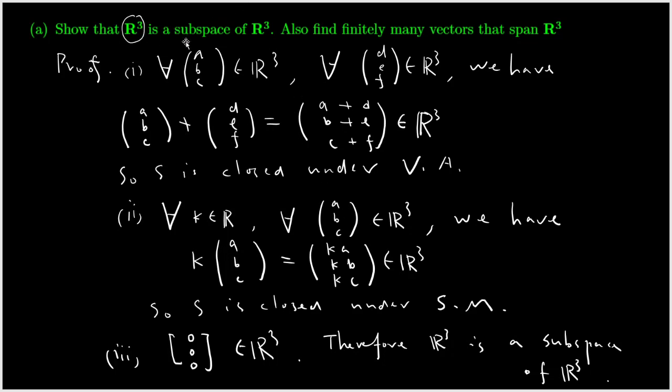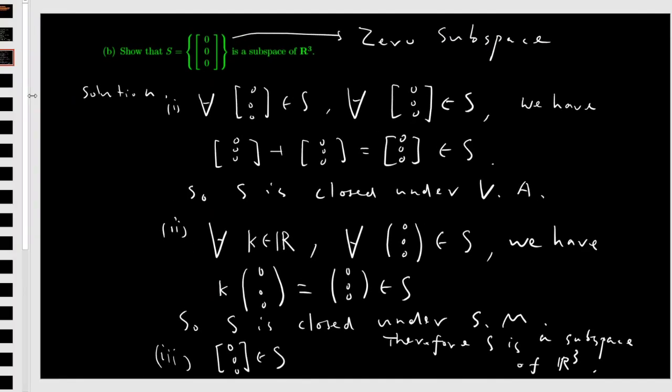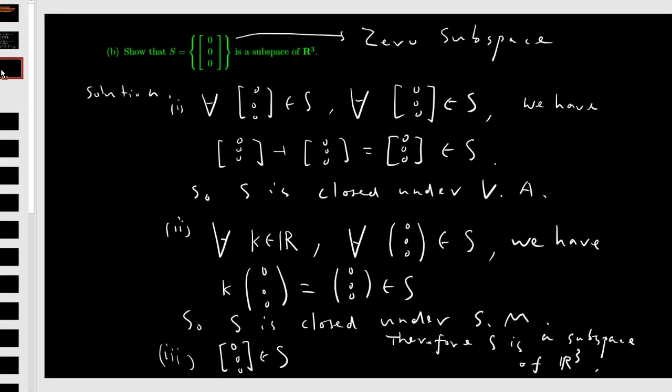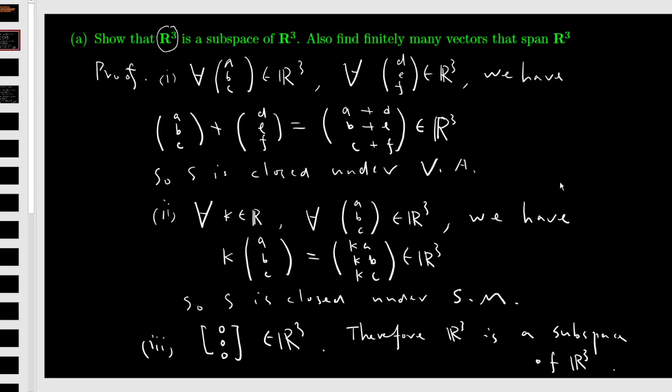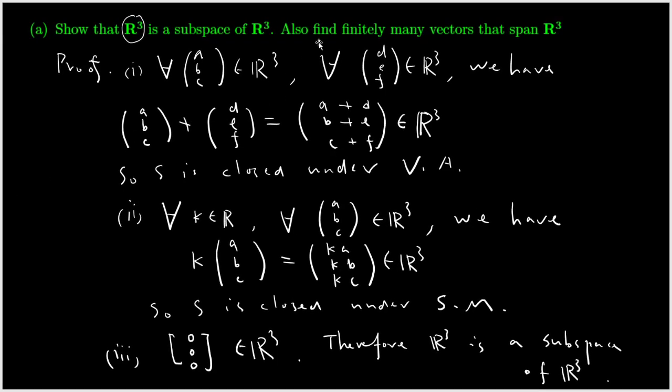Actually, for question A, I forgot to answer the second part of the question. I will make it up. Okay, we'll add a new slide in here. The second part is I want you to get finitely many vectors that span R3. That's a new term. Now concentrate. I'm going to tell you what the meaning is, what we mean by finitely many vectors that span R3.